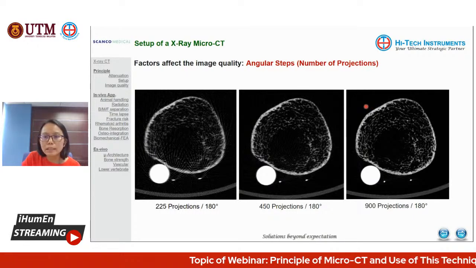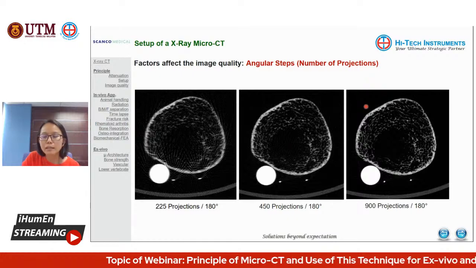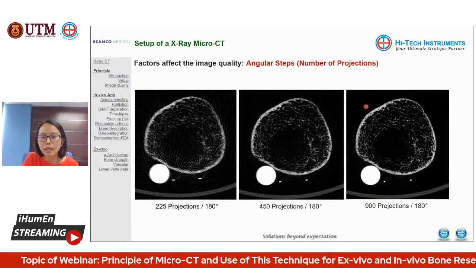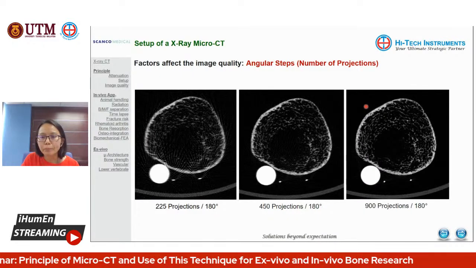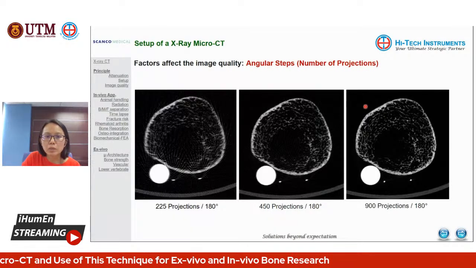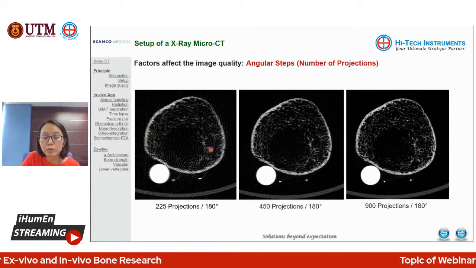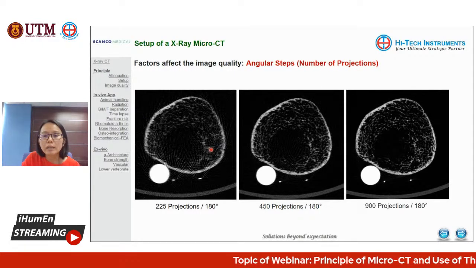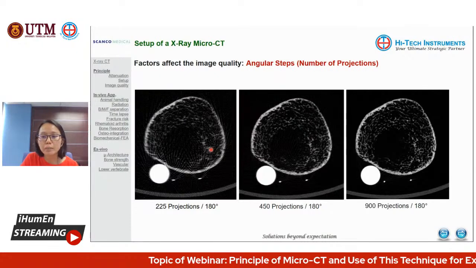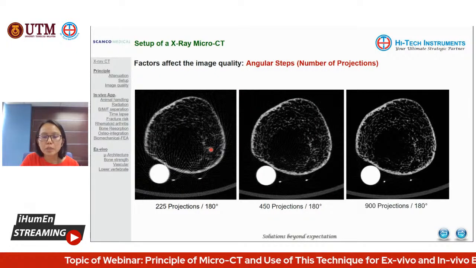So the smaller the angular steps, meaning that there is more data being detected and captured of the area inside the object. That's why you can see there are fewer artifacts as you increase the number of projections, or more data being captured. So it will increase the accuracy of the shape of the area inside the object itself.